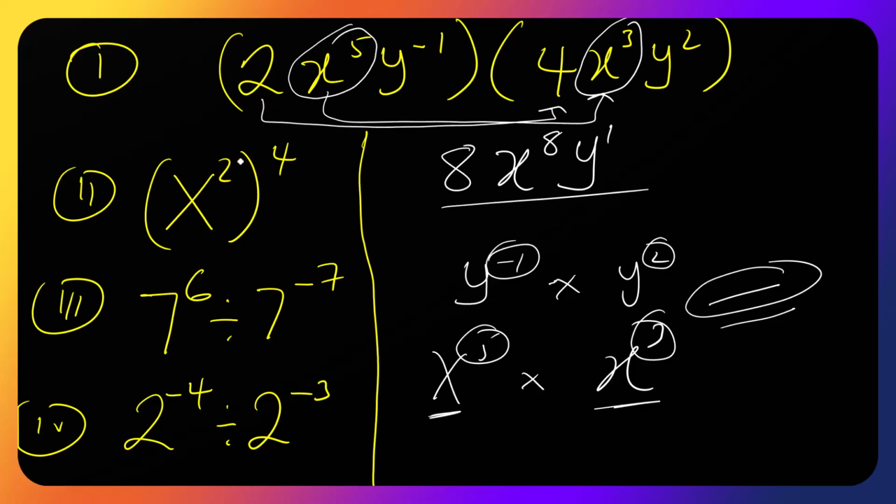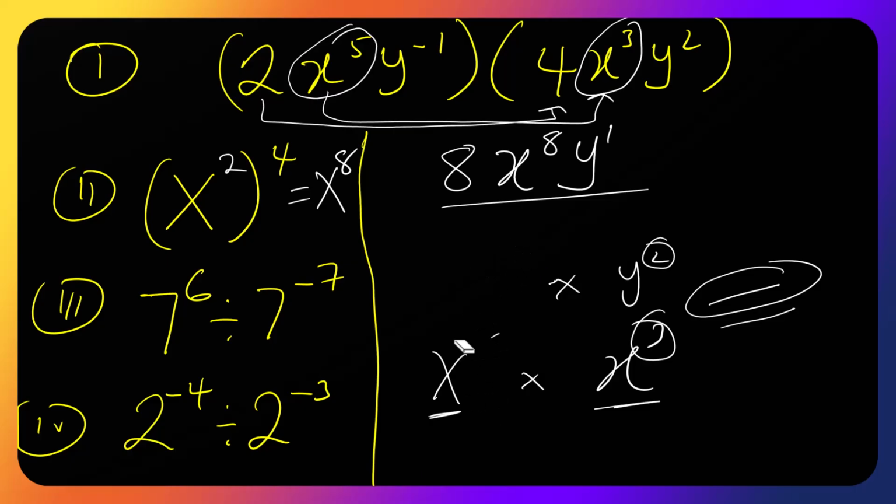Now the second one is in line with the third law. So we have x squared, we have the squared here and I have 4 here. So, sorry, that will be 2 times 4, and that's 8. So we have x to the power of 8 as the answer.